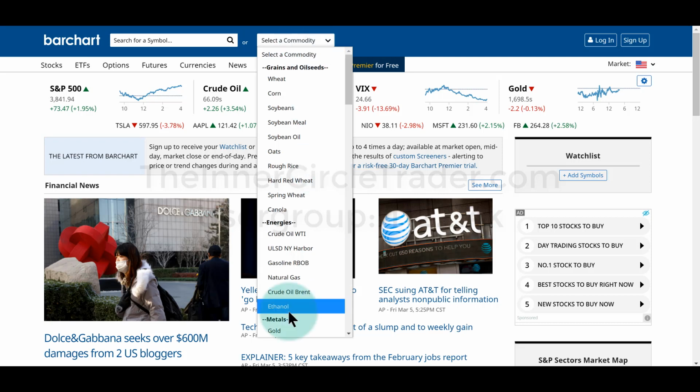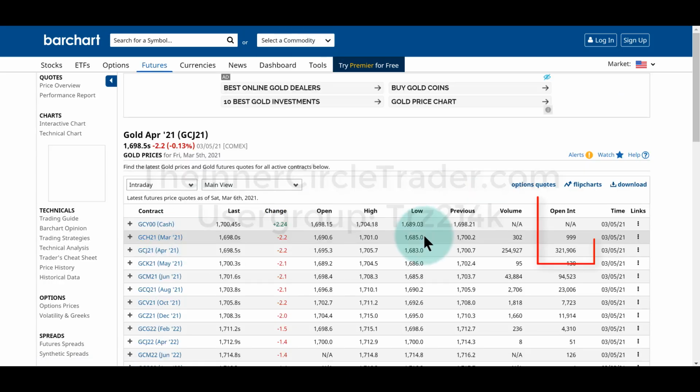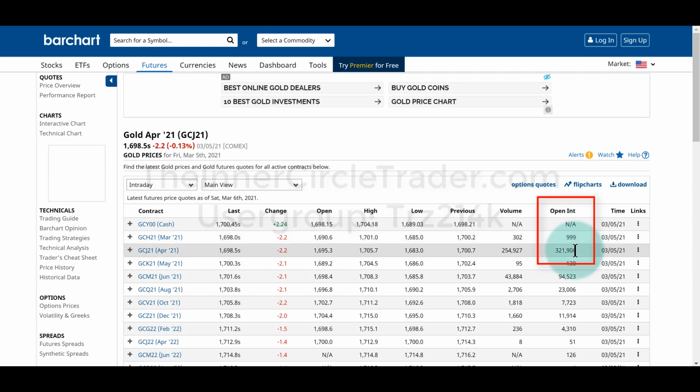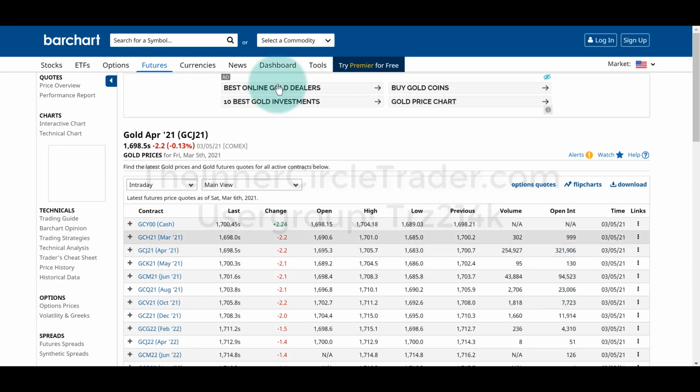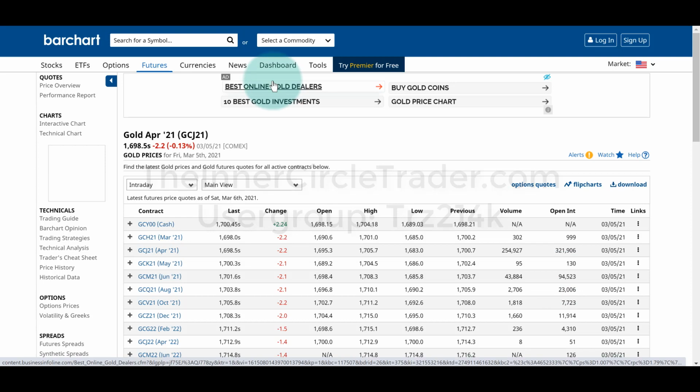And I like to look at, here's your March contract. Right over here's open interest. You see that? It's less than 1,000 contracts being traded, and the most open interest is at 321,000, almost 322,000 contracts being traded on the April contract. So all the activity is in April contract for gold. All right, so that's the business there.